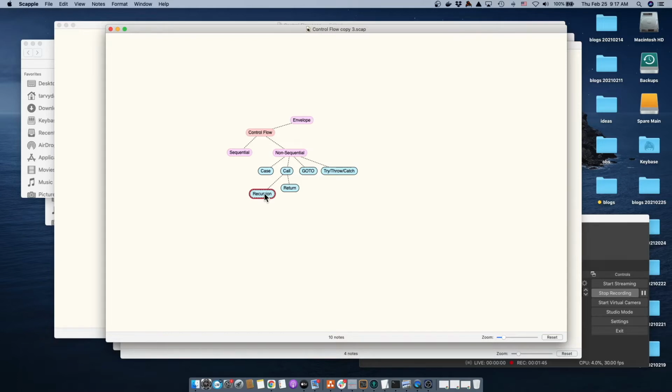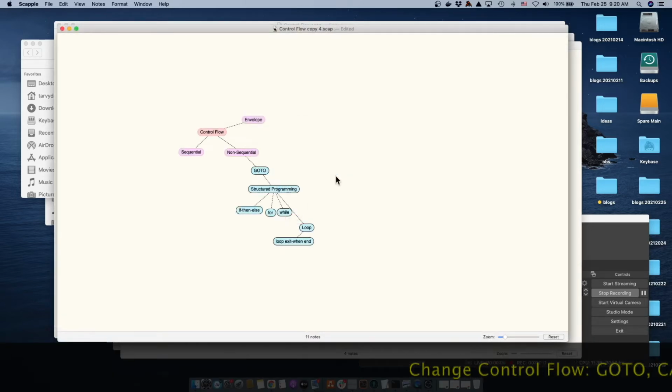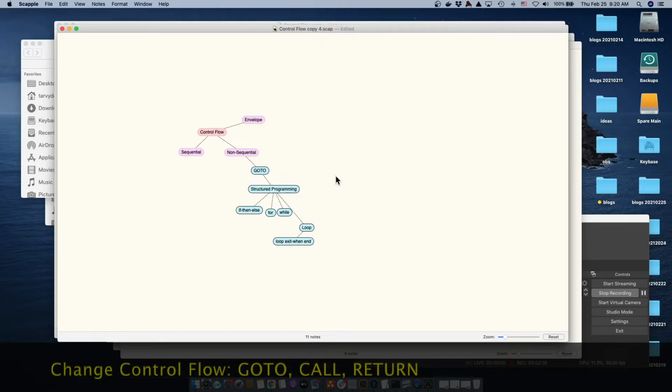Call includes recursion and return. Some would say that recursion is in fact a kind of, or is the uber parent of, calling. And so I'll try to do that if I can here. Go-to is the main way to change control flow in a standard program.